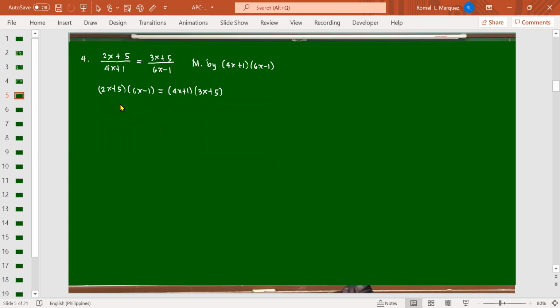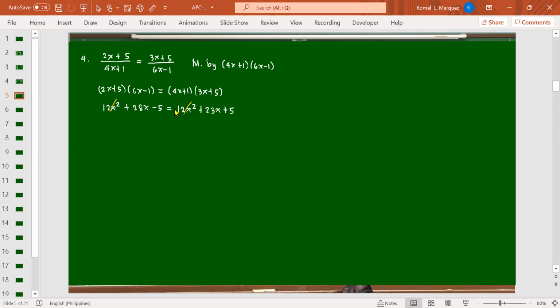So multiplying these binomials, we have 12x squared plus, this is 30 minus 2. So that is 28x minus 5. And that is equal to 12x squared. Then 3 plus 20, that is positive 23. Then x, no? 23x plus 5. Okay? So terms that are the same on both sides can be eliminated.